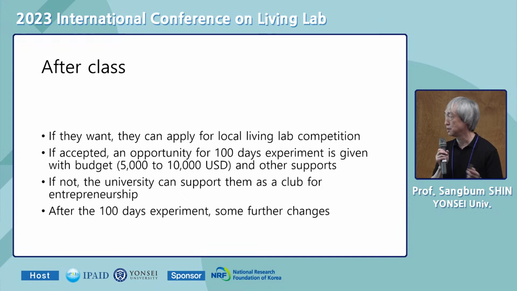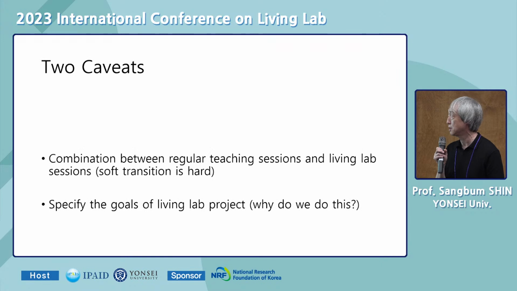Another way is that the university can support them as a club for young entrepreneurship. If they organize a club, then they are supported by the university too. After the 100-day experiment, some further changes could be made. We have some examples here among the students. They turn this opportunity into their own career development. Sometimes, for some students, this changes the course of their future development and so on.